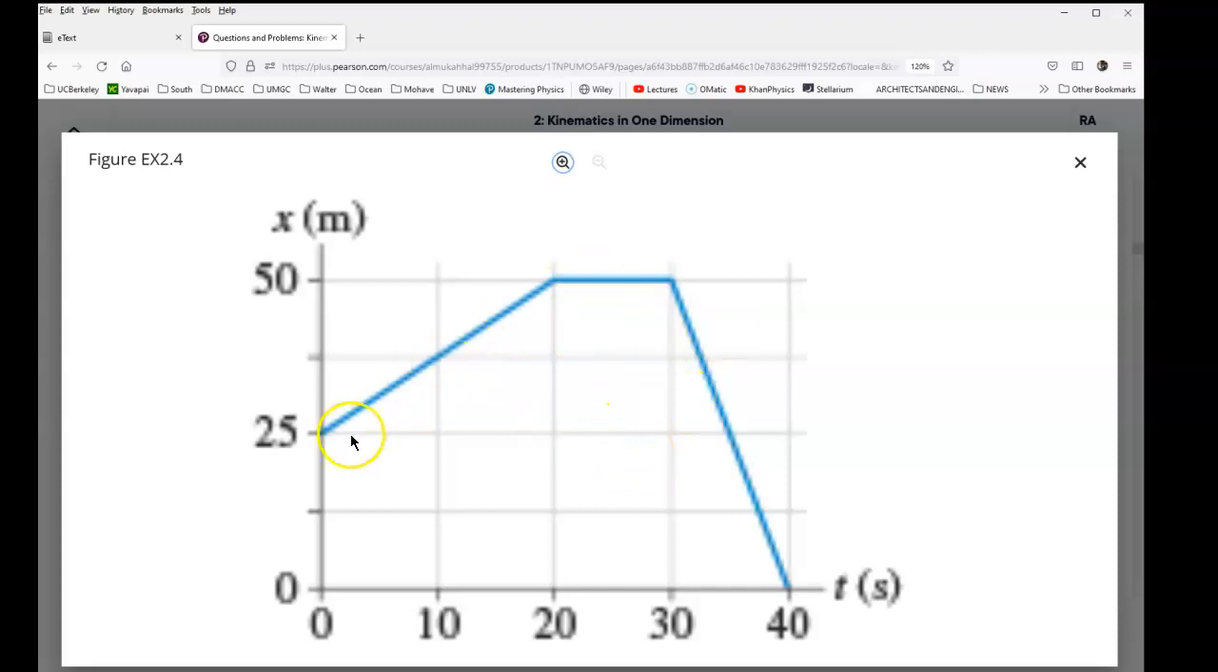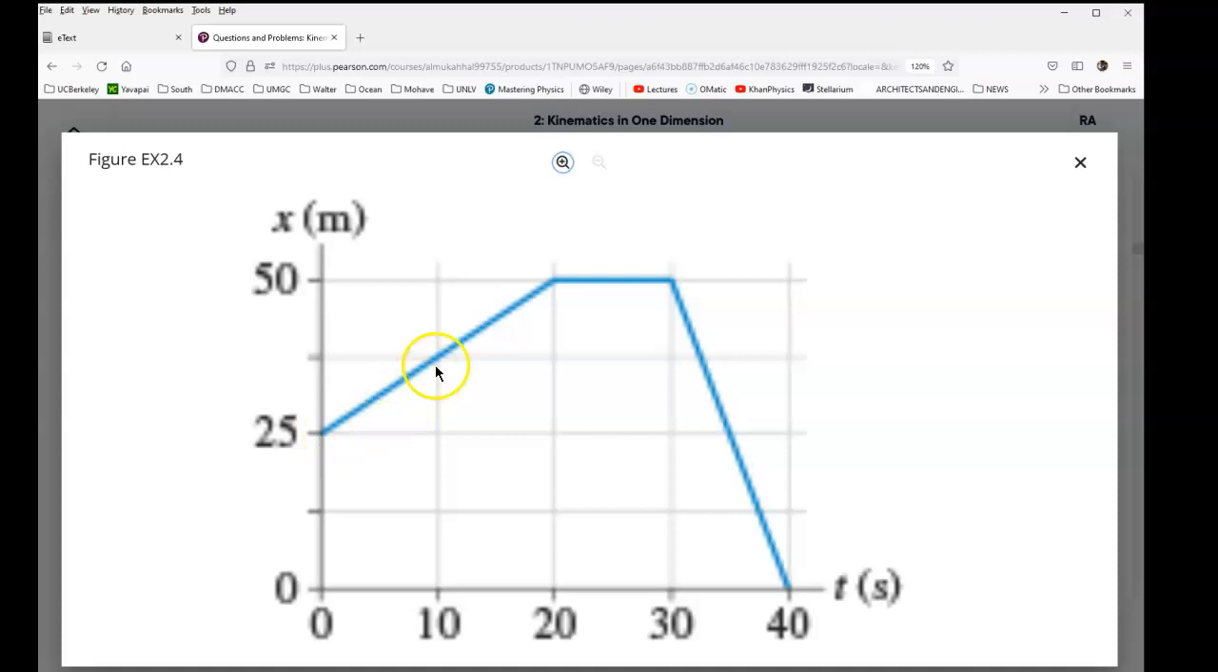So you have here something like a timeline. This is the x-axis, this is the t-axis, and then we have an object that started at t equals 0. So remember, this is a time at t equals 0, it was already at a position of 25 meters, okay?